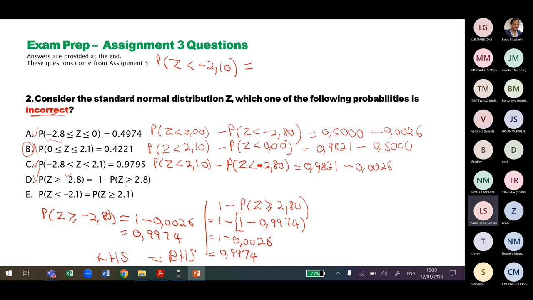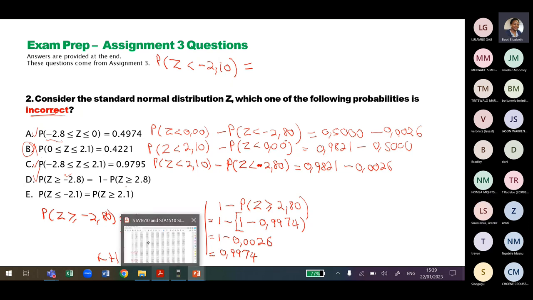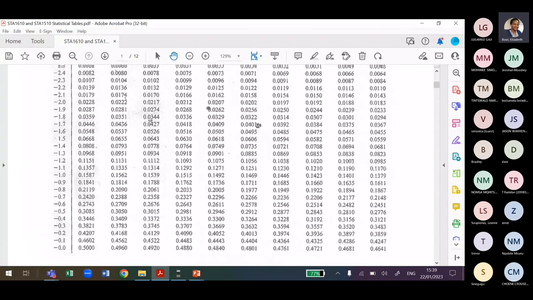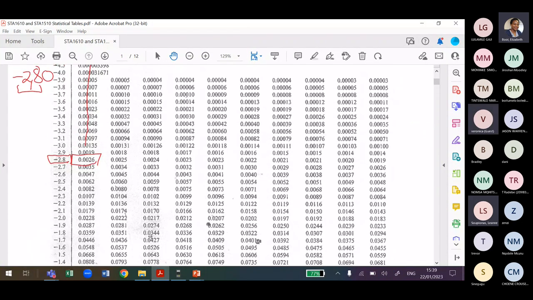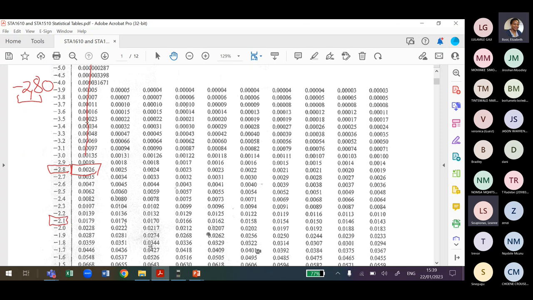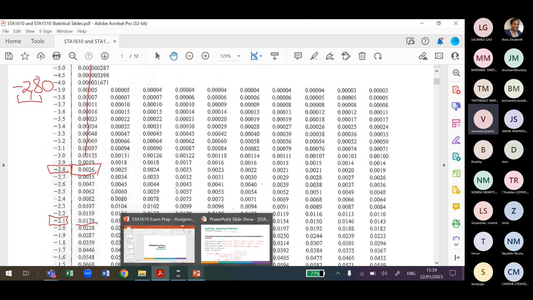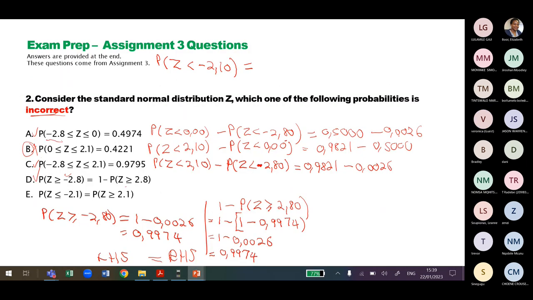So we need to go to the table because it's a less than, right? Less than or equal to is the less than. The rule says if it's a less than, the value you find on the table is your probability. So let's go to minus 2.1. Go to the negative side of the table. Look for 2.10. The answer is 0.0179. That is the left-hand side.